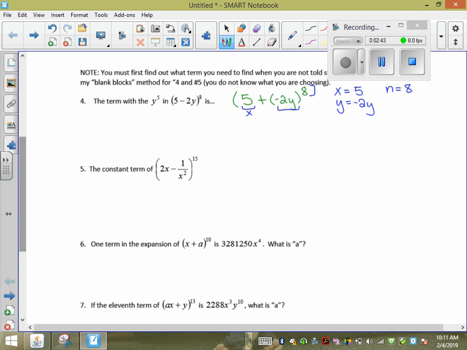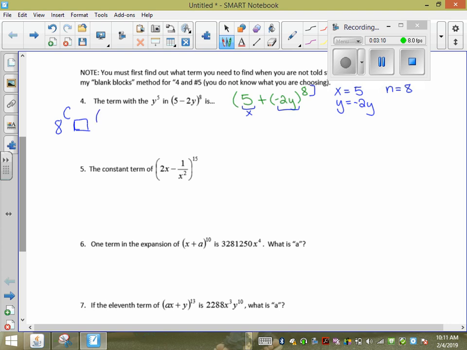So if I don't know k, I instantly fill everything else in and put boxes where k would be, because then it'll be easy to find it. So let's try that out. The formula is nCk, x to the n minus k, y to the k, and it's given to you, correct? So you don't need to memorize it. So let's fill in what we know. It's 8C box, because that box is the k value and I don't know what it is. I'm going to fill that box in soon.